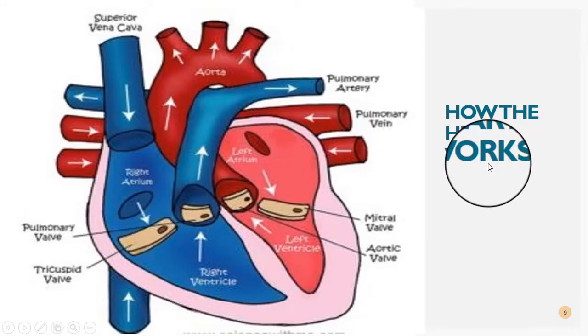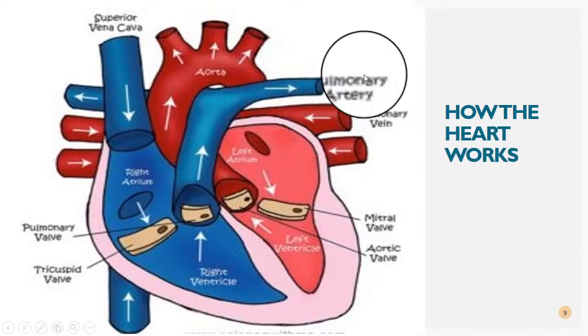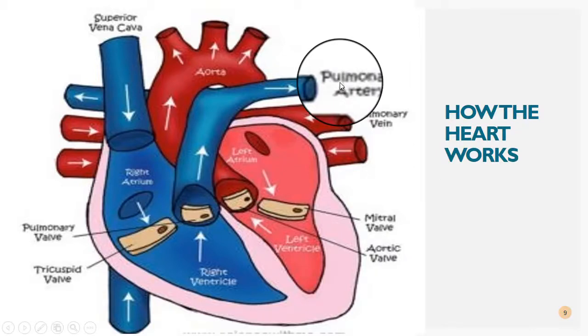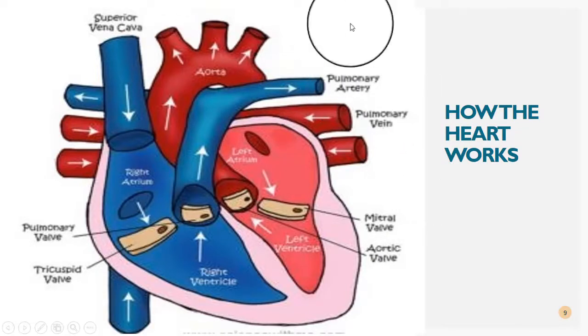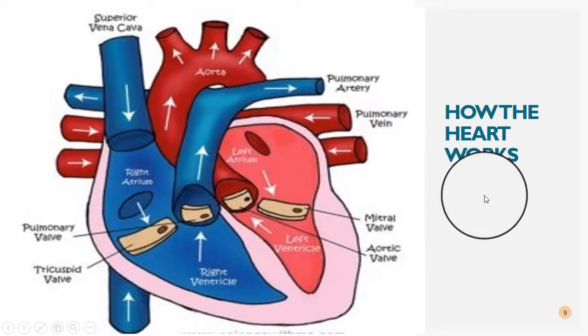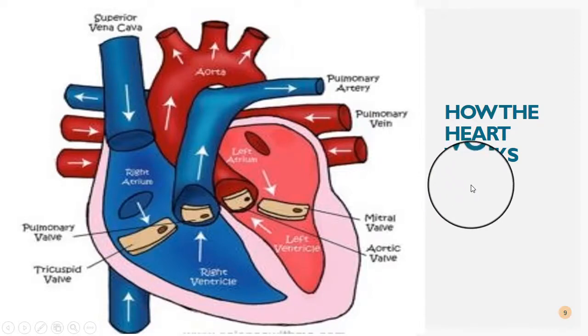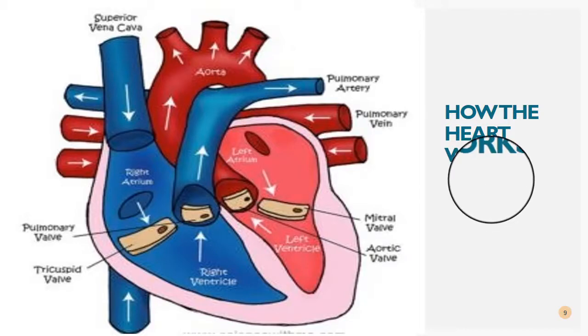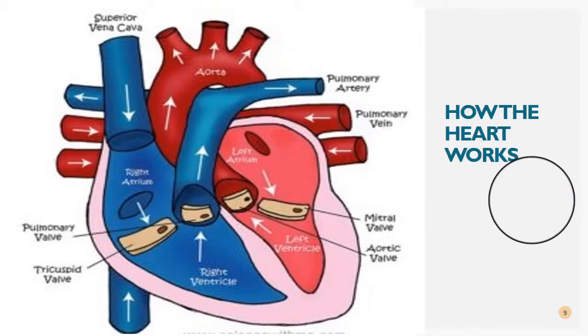And when the blood is sent through the pulmonary artery to the lungs, it travels through tiny capillaries on the surface of the lungs' alveoli, which are called air sacs. Oxygen travels into the capillaries and carbon dioxide travels from the capillaries into the air sacs, where it is breathed out into the atmosphere.